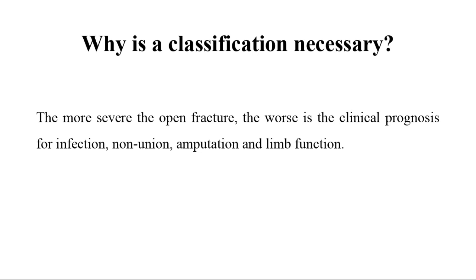It's about function. So I need you to understand this particular slide, and then we can go back to the classification. This is why you need to know about open fractures, because it will affect the ultimate function of your patient. Whether there's a non-union, whether there's a delayed union, whether the patient ends up with an amputation, whether the patient ends up with a useless limb, whether the patient has an infection, whether the patient has a deformity, and all of that equals limb function. So with that in mind, let's go back to these.